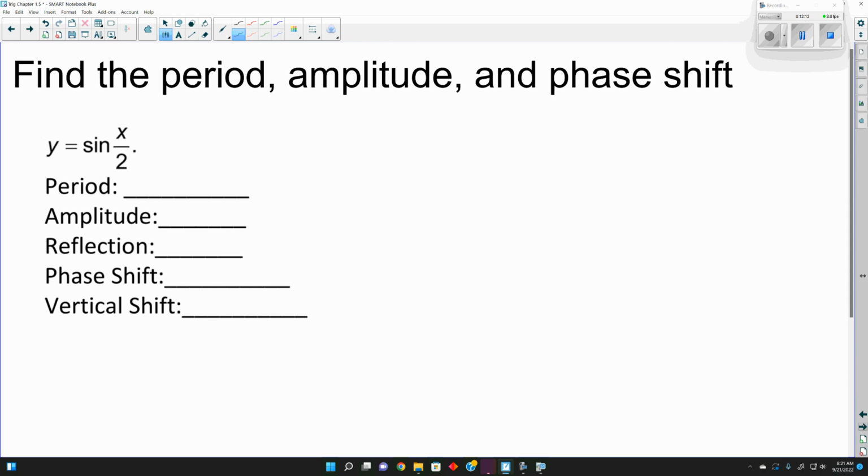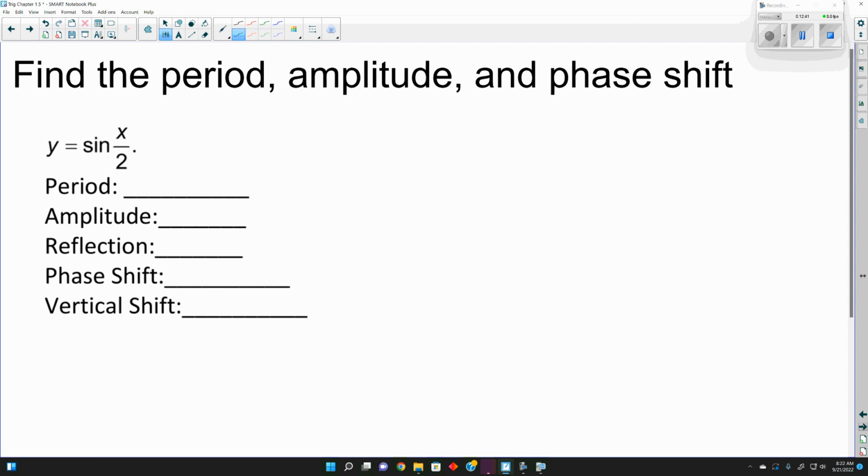So if we look at this here, y equals sine of x over 2, and that's it. For this and the homework, this is all we're going to be doing. I'm not going to have you graph it, but I do want you to find the period, amplitude, reflection, phase shift, and vertical shift, if there is one. Looking at all these, the reflection: is there a negative in front of sine? Well, no. Sine's positive, yes?